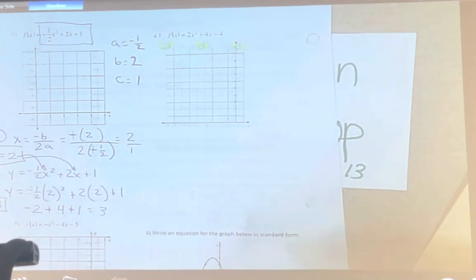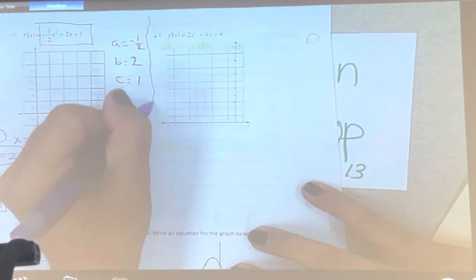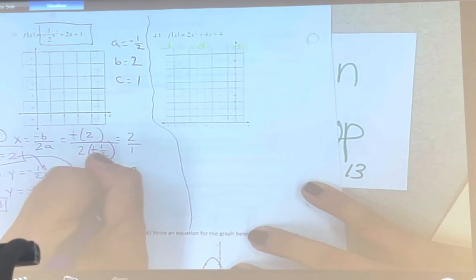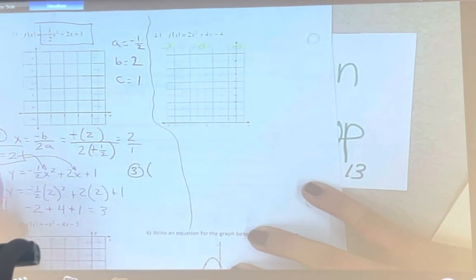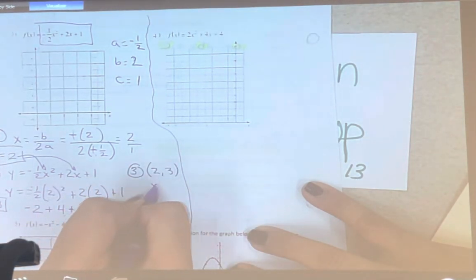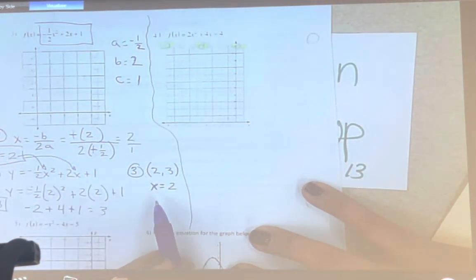All right, step 3. What's step 3? Plot the vertex. What's the vertex? That's right. I ran out of room here. So step 3 is 2, 3 is my vertex. And also my axis of symmetry. Everybody say axis of symmetry is x equals 2. X equals 2 is a vertical line at 2.